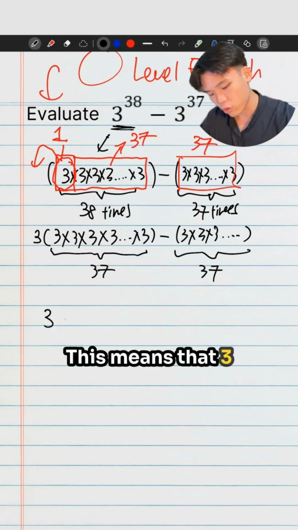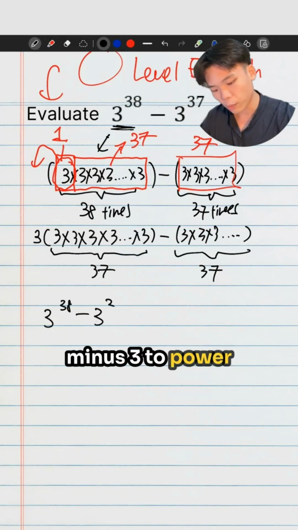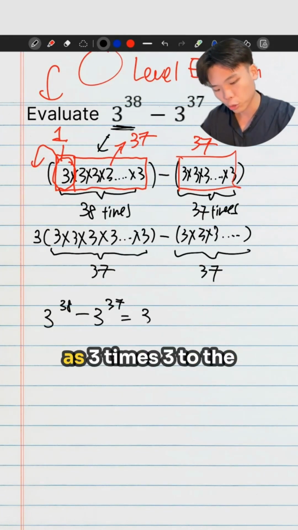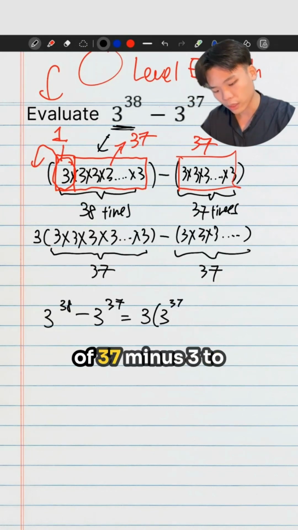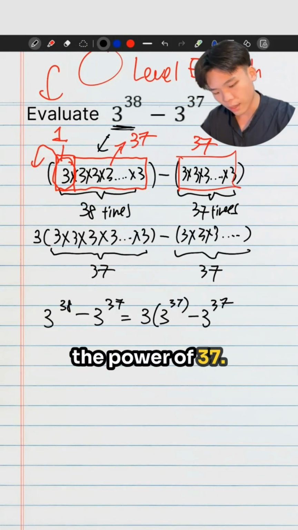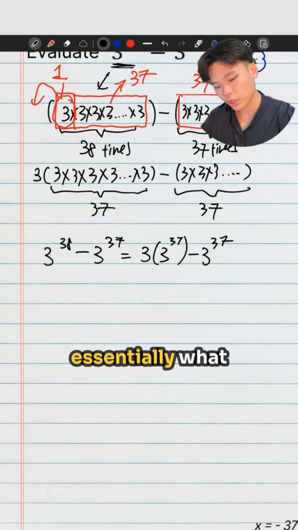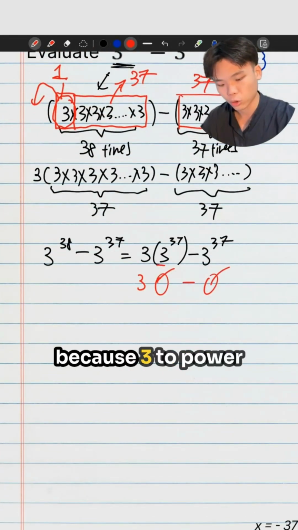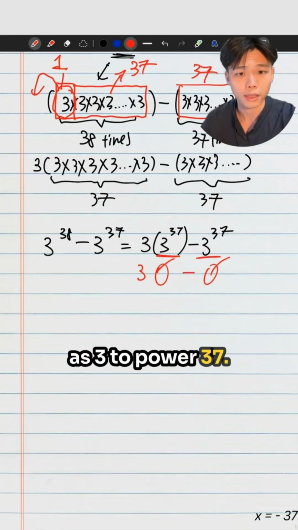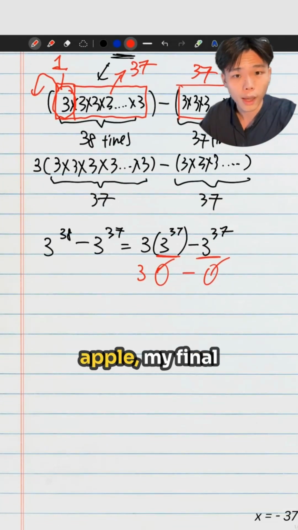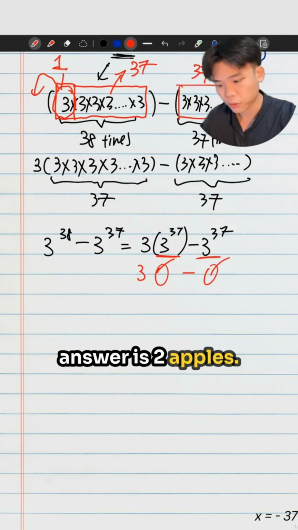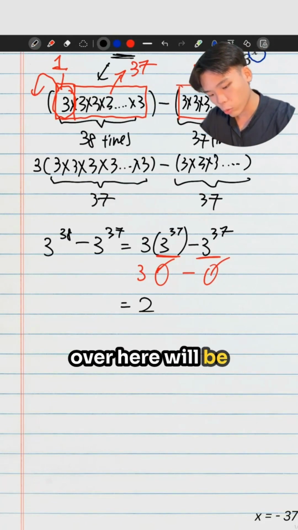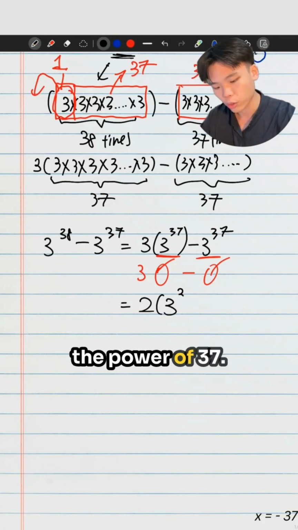This means that 3 to the power of 38 minus 3 to the power of 37 can be rewritten as 3 times 3 to the power of 37 minus 3 to the power of 37. And if you take a look over here, essentially what I get is 3 apples minus 1 apple, because 3 to the power of 37 is the same as 3 to the power of 37. So when I have 3 apples minus 1 apple, my final answer is 2 apples. So my final answer over here will be 2 apples, which is 2 times 3 to the power of 37.